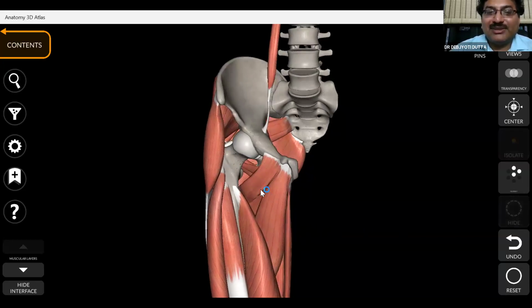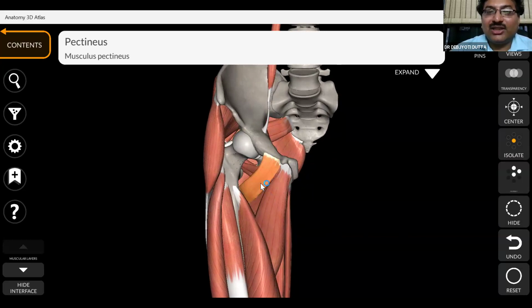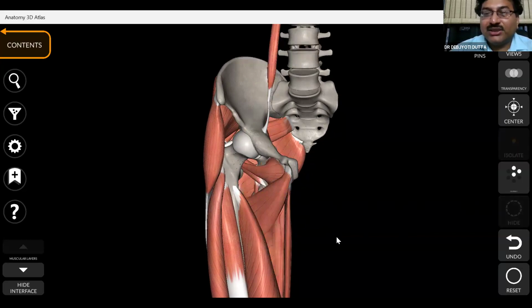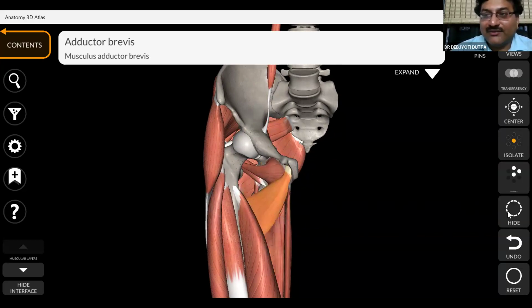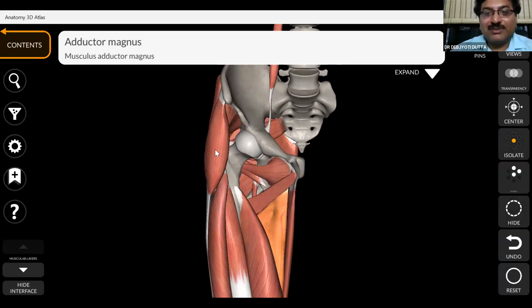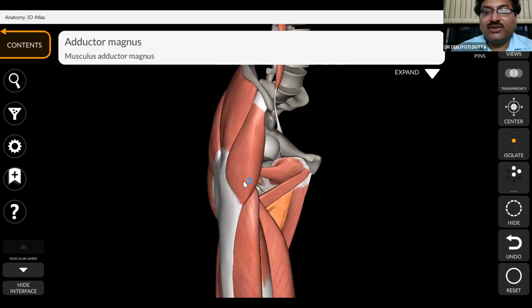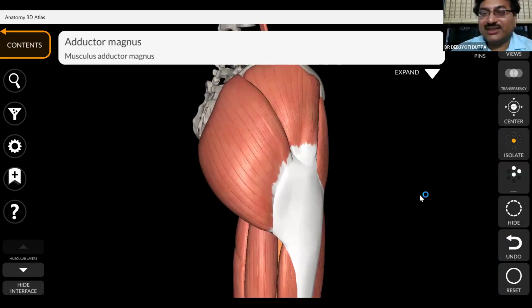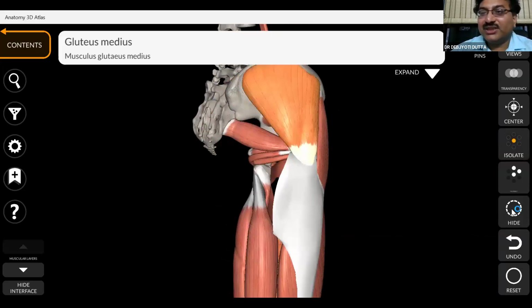Now we have the medial muscles, and here we have the pectineus. Then we have the adductor longus, hiding this, then the adductor brevis, and below the adductor brevis, the adductor magnus. So these are the muscles of the anterior portion of the hip joint. And definitely we have the gluteus maximus and medius, and if we hide them, we will be able to see the gluteus minimus as well.